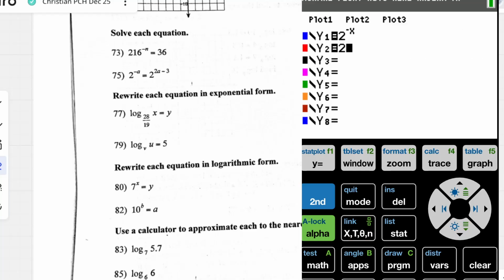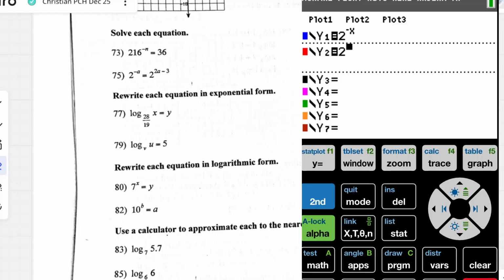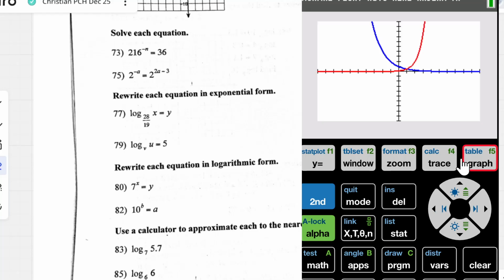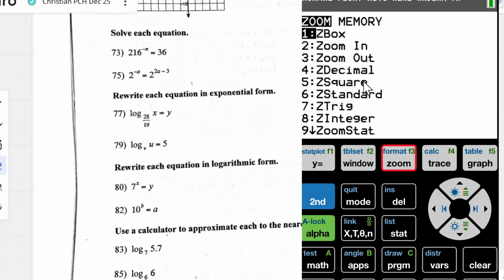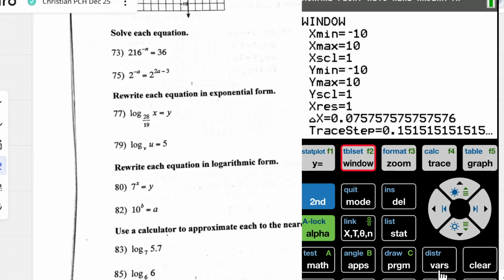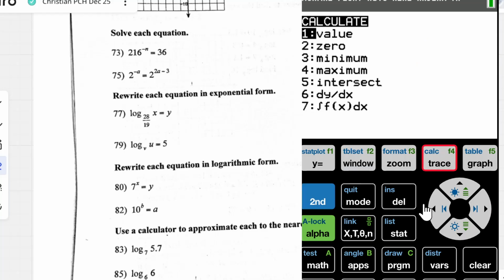Second line, 2 to the 2x minus 3. Looks good. Then graph. And wherever these things cross, that x value is the solution to the equation. So I could trace, it looks like 1, but I'm not 100% sure. And if I trace, it's not going to give me the exact number. It gives me close, right? But it won't land on exactly 1. I could zoom in on it, change the window. But the best way is just do second calc intersect number 5.